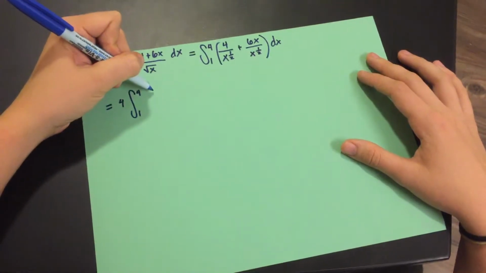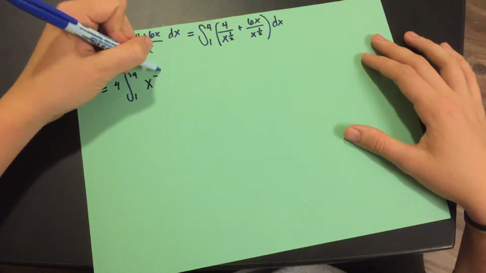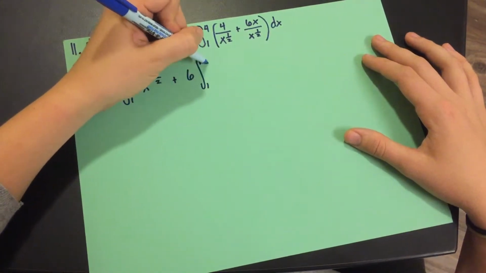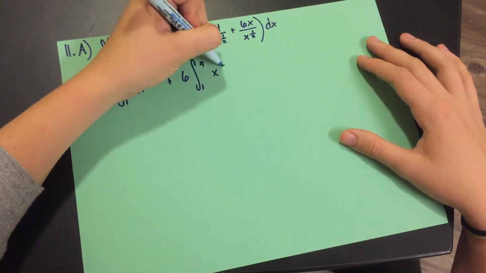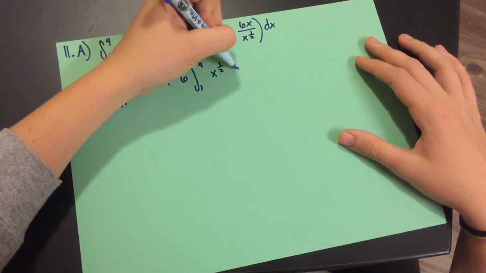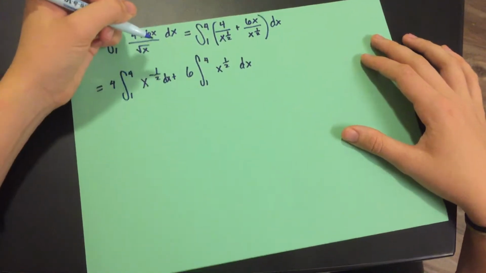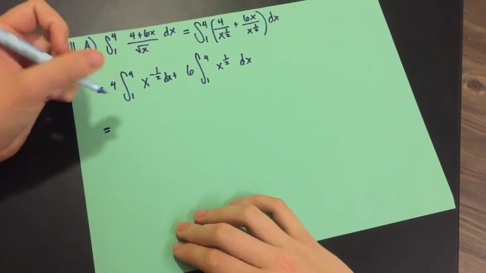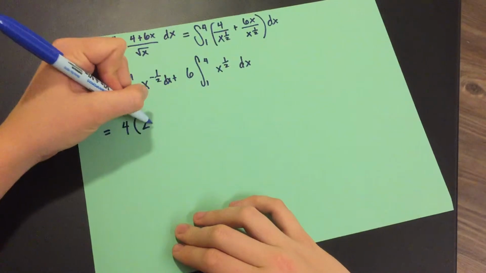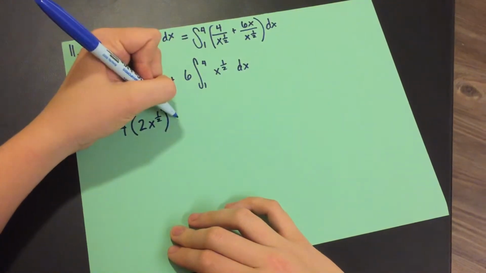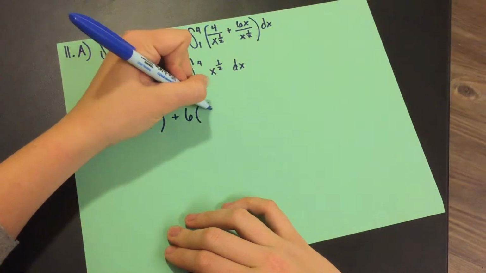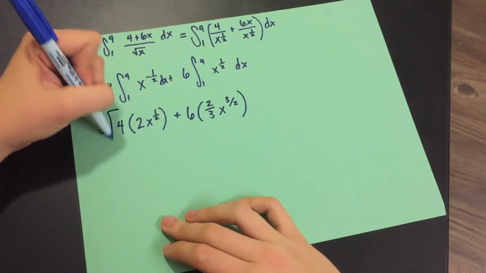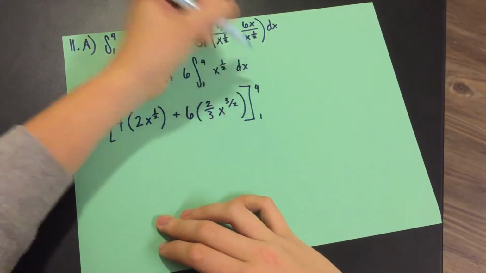So we're going to pop this 4 out as a constant. Integral from 1 to 4 of x to the negative 1/2 dx. Alrighty, so now that we've simplified this as much as we can, we're going to take the integral. And this whole thing is the integral from 1 to 4.